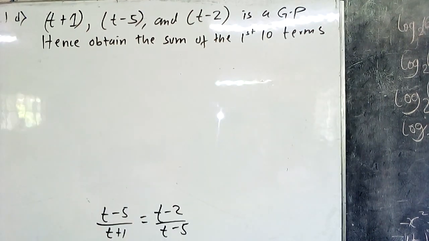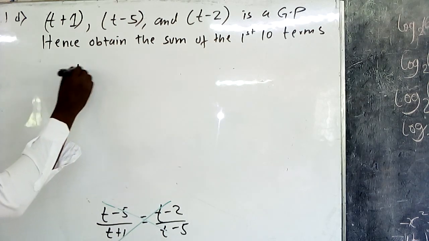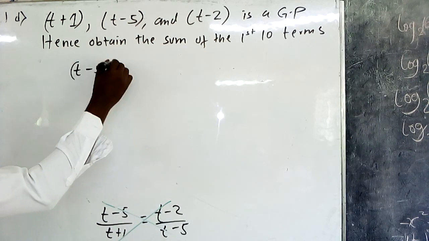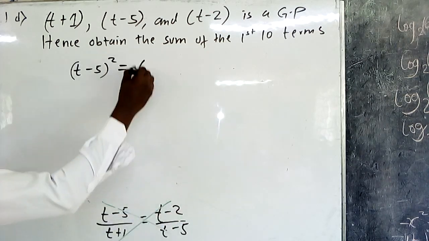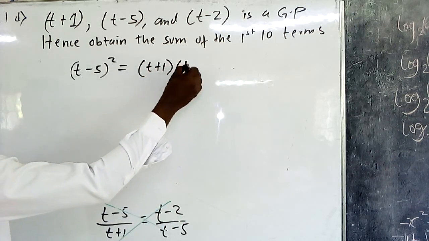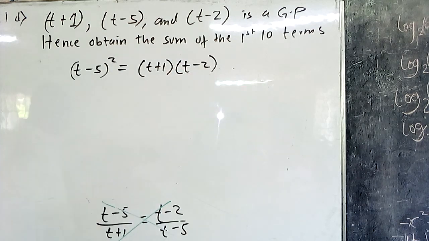You just cross multiply. If you cross multiply that, t minus 5 times t minus 5, that is t minus 5 squared, equals t plus 1 times t minus 2.